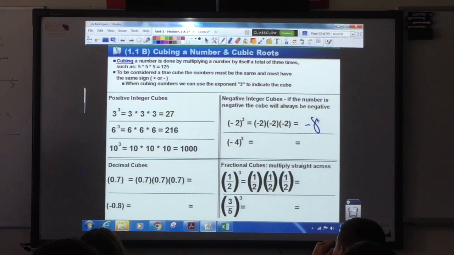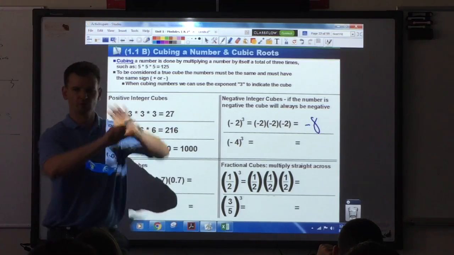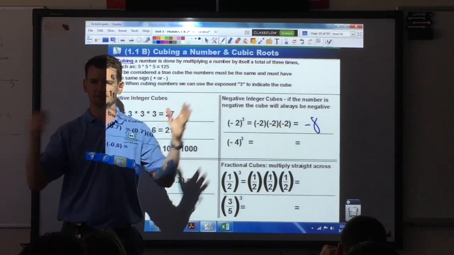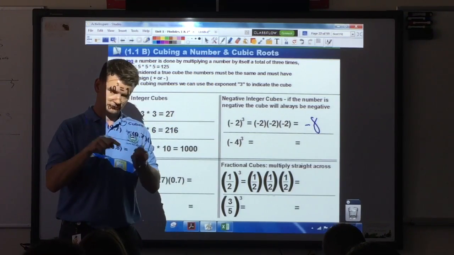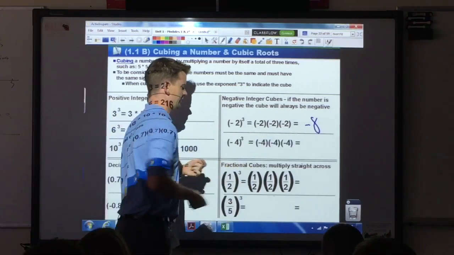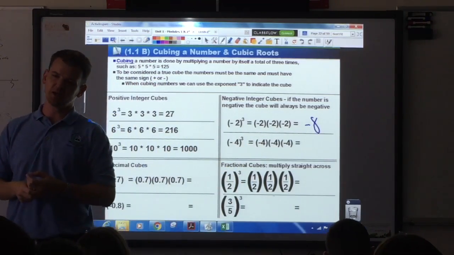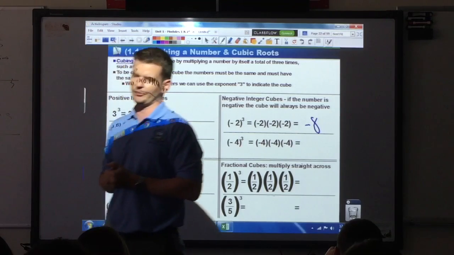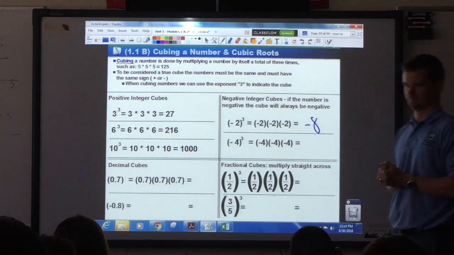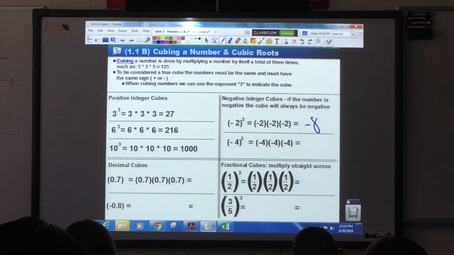We're good? Alright, let's go to Mr. Vidal. Negative 4 cubed. I'm going to write that out. What's it going to look like? Negative 4 times negative 4 times negative 4. There it is right there. And then you multiply that out. Tell me, what's my product going to be?